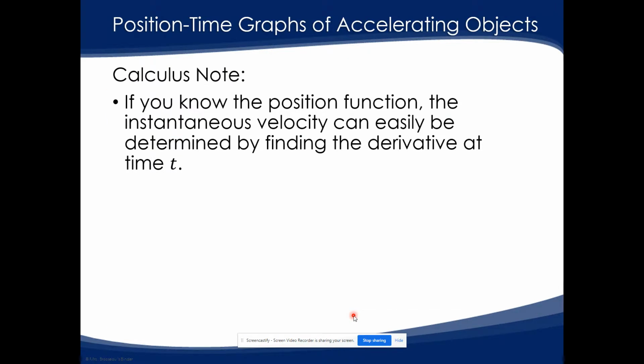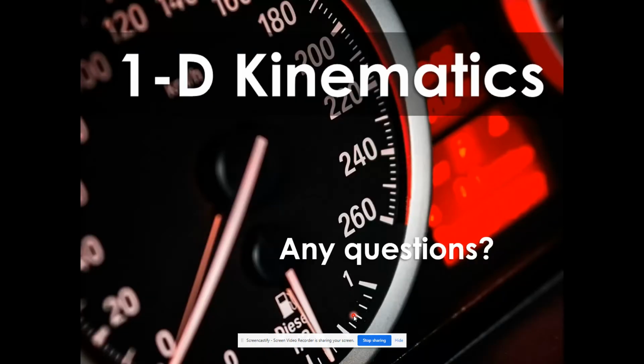On a calculus note, I am not sure if any of you are in calculus at the time, but if you know the position function, the instantaneous velocity can be found by finding the derivative at t. But we're just going to do it with our tangent lines because it's a little bit simpler and not everybody is in calculus. So if you have questions, please come to Google Meet and we can draw some practice ones up together and work on them at the same time.